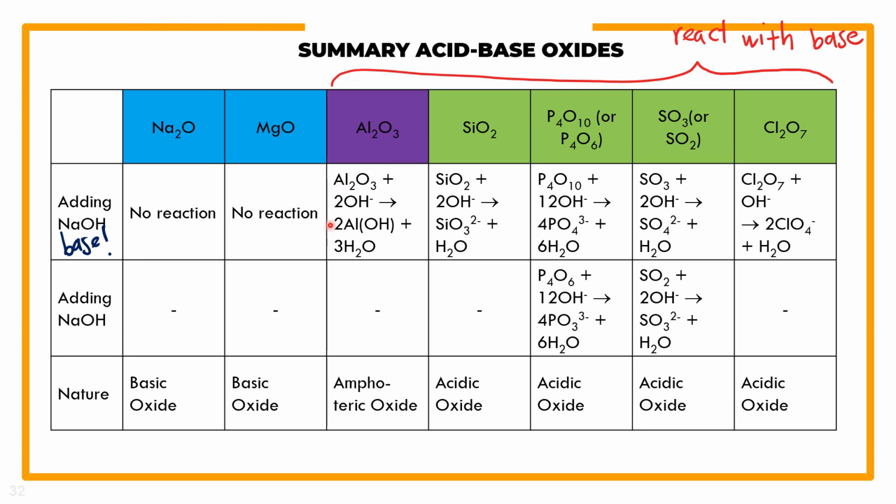Meanwhile, for the other oxides here, there will be a reaction between them and base. Okay, why? Because they are acidic oxides. They have acidic properties. Acid can react with base. So hence you will get this reaction. And also for the amphoteric oxide, since it has both properties of acidic and basic oxides, this one also can react with a base. Okay, so which property will react with the base? Its acidic properties.